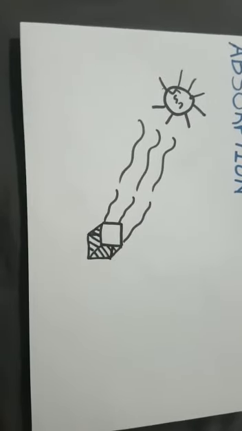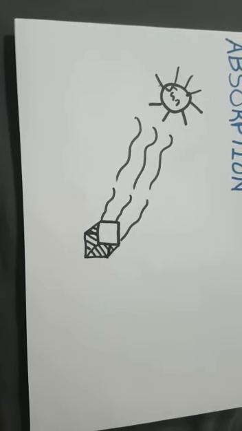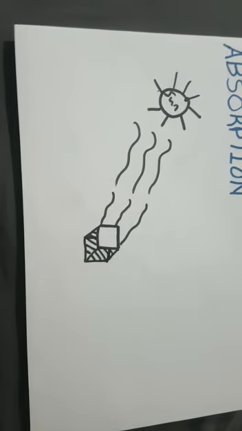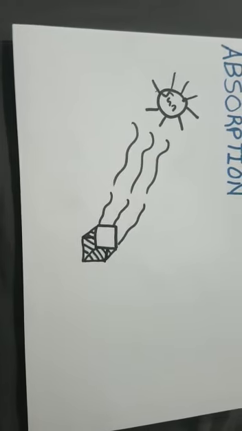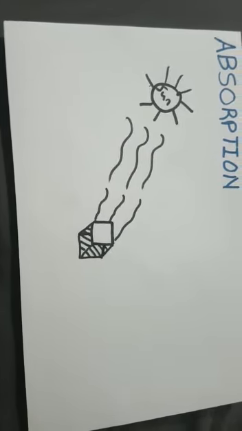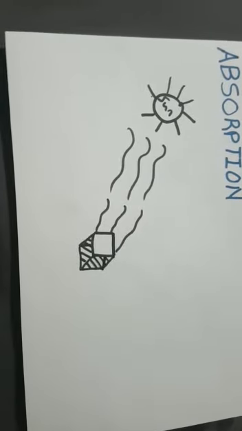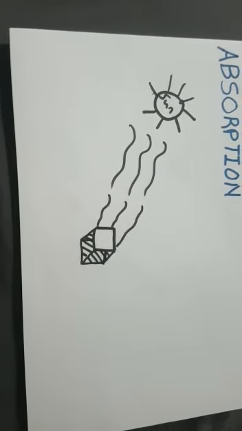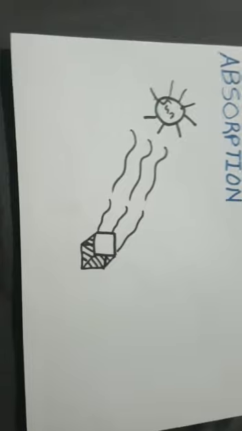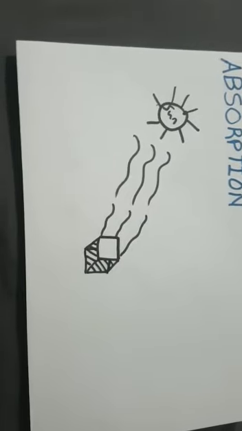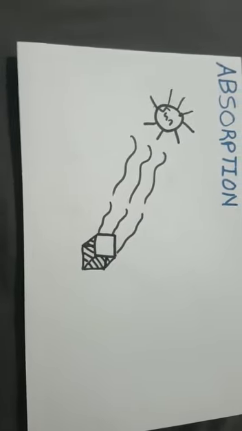Absorption of light takes place when matter captures electromagnetic radiation, converting the energy of photons into internal energy. Energy is transferred from the radiation to the absorbing species. As we can see, sun is directed to the cube and it absorbs all the light.